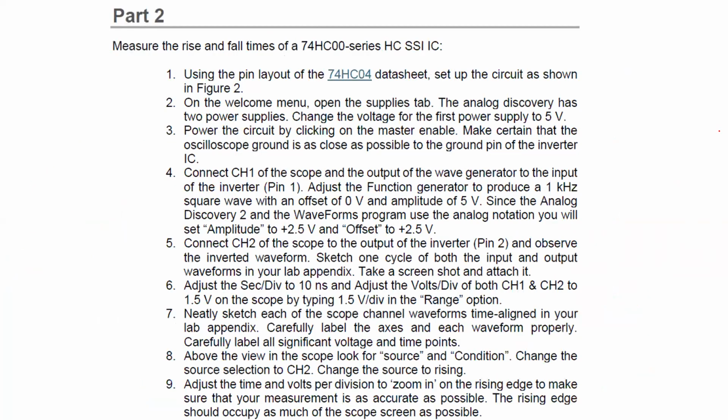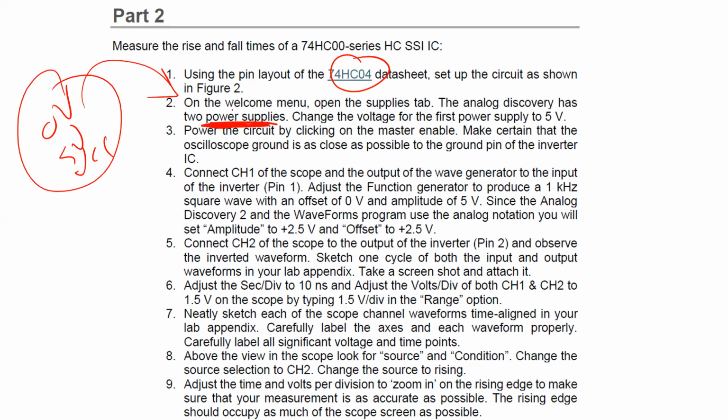Anyway, here I give you some information about what you have to do. The Analog Discovery kit has 2 power supplies. Here I'm telling you about the power supplies, because this circuit needs power supplies. I told you 0 volt ground and 5 volt for VCC. So this power supply is also going to come from the discovery kit. Here I told you to change the voltage for the first power supply to 5 volt, and power the circuit by clicking whatever. So I give you some instruction about it. Now I connected channel 1.